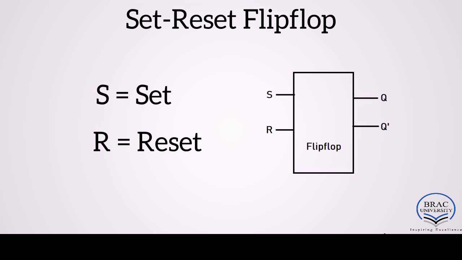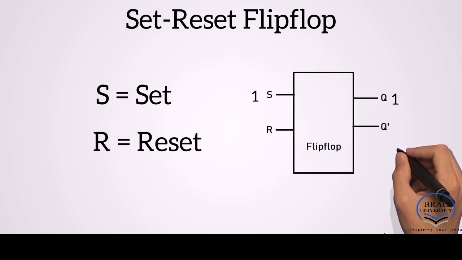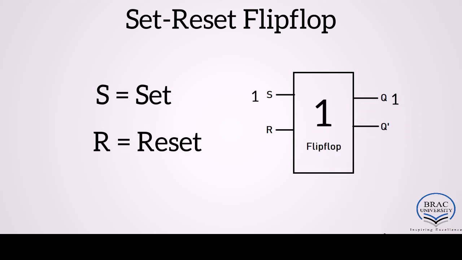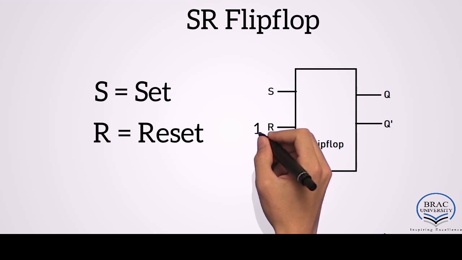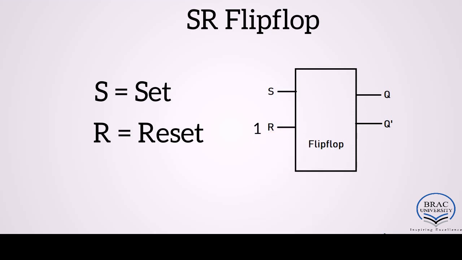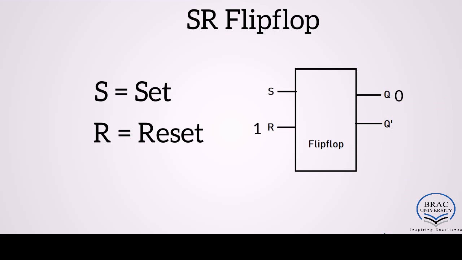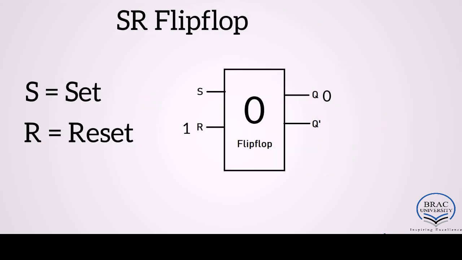When we give set equal to 1, then the output Q becomes 1. This output gets stored inside the flip-flop. Again, when we give reset equal to 1, the output Q becomes 0. Then this 0 is stored inside the flip-flop. So set basically stores 1 inside the flip-flop and reset stores 0 inside the flip-flop.